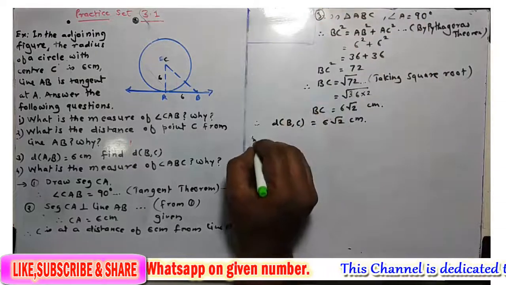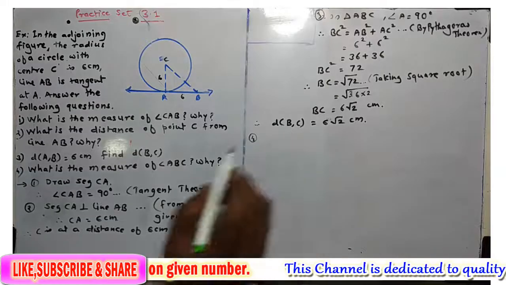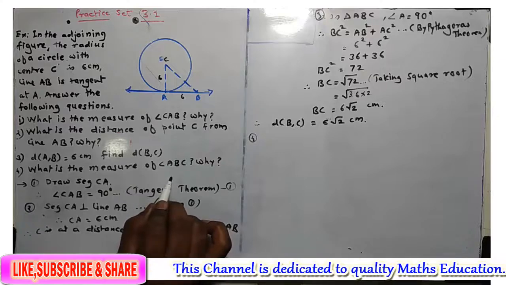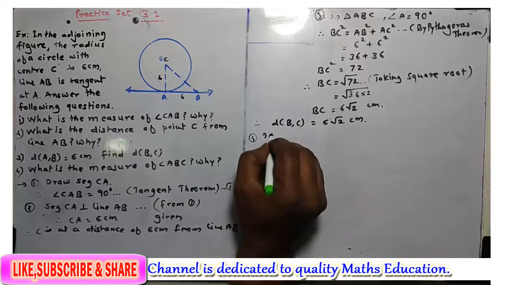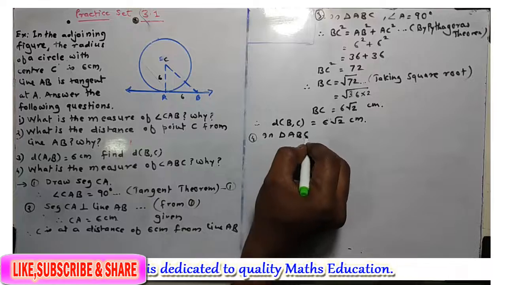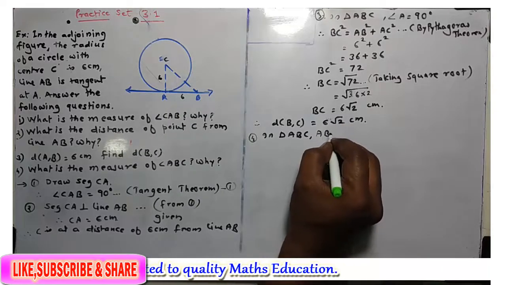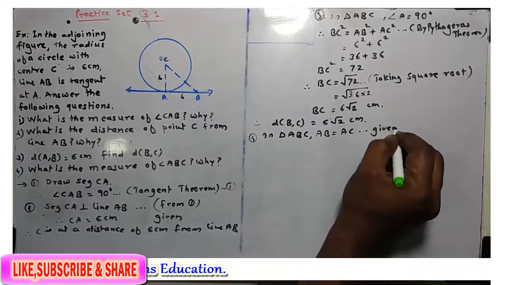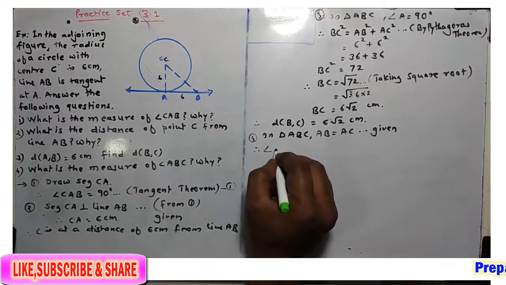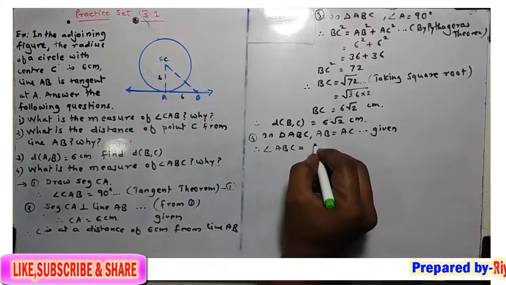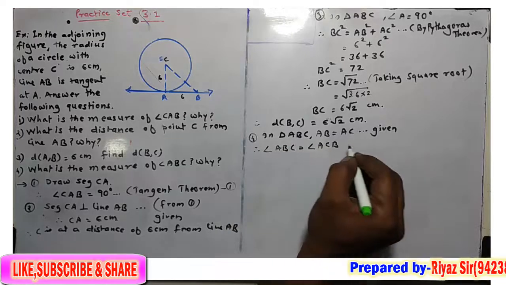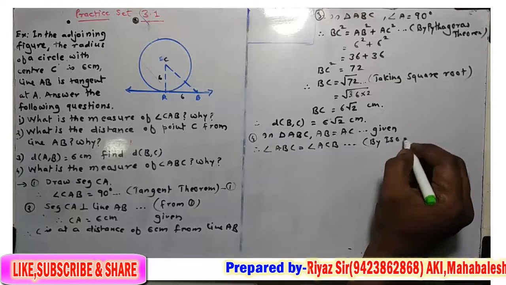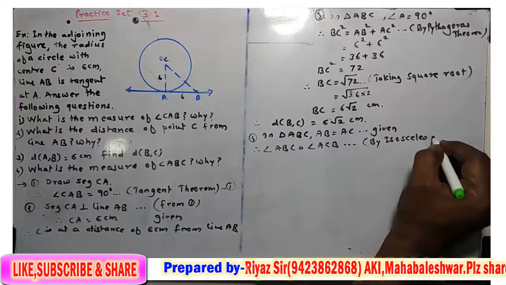Now fourth one, number 4. What we have to find? What is the measure of angle ABC? We have to find the measure of angle ABC. So in triangle ABC, AB is equal to AC. This is given, and therefore angle ABC is equal to angle ACB. This is by isosceles triangle theorem.